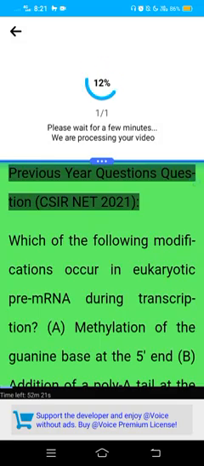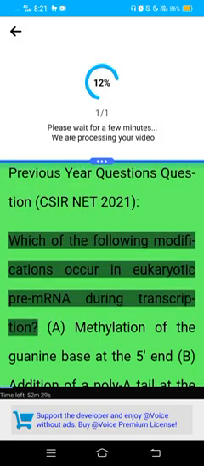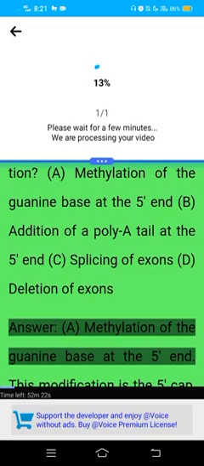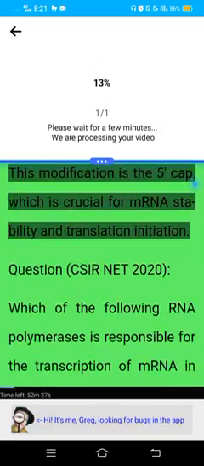Question. CSIR NET 2021. Which of the following modifications occur in eukaryotic pre-mRNA during transcription? A. Methylation of the guanine base at the 5' end. B. Addition of a poly A tail at the 5' end. C. Splicing of exons. D. Deletion of exons. Answer. A. Methylation of the guanine base at the 5' end. This modification is a 5' cap, which is crucial for mRNA stability and translation initiation.